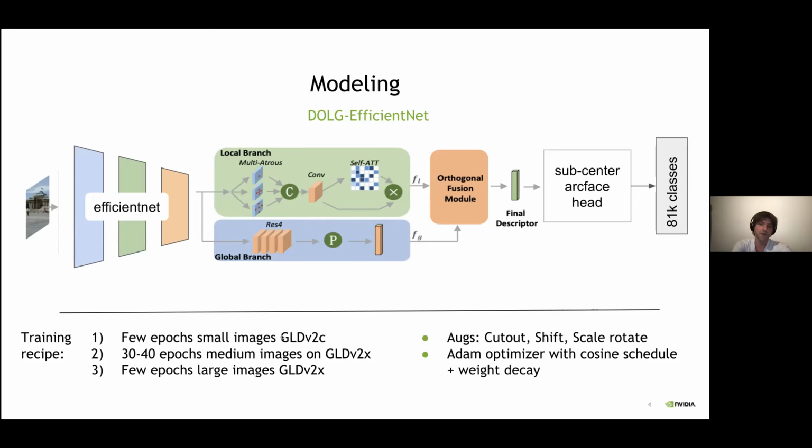So I used the 81,000 classes of the clean data set, but added the noisy landmarks of the same labels. So the model also needs to learn to deal with more noisy images and also see more different angles and aspects of images. And at the very last step, I fine-tuned a few epochs on even larger images. For augmentation, I used cutout as the main augmentation for regularization, and then also shift, scale, and rotate. And I use the standard Adam optimizer with cosine schedule and weight decay.